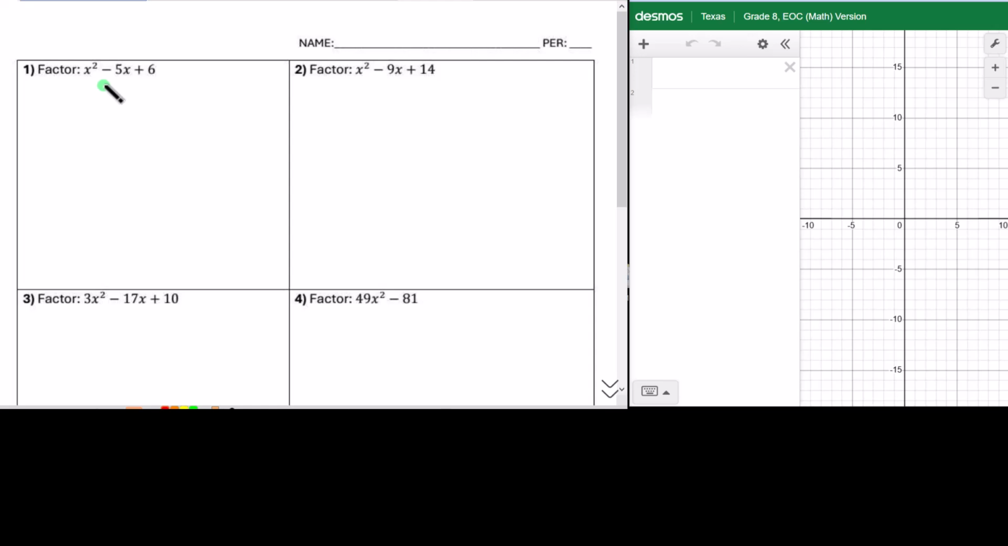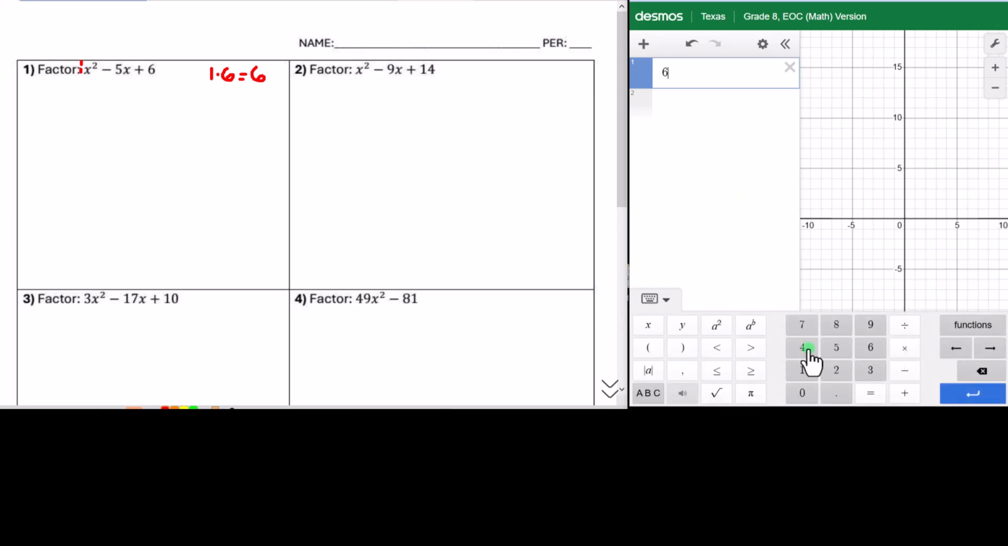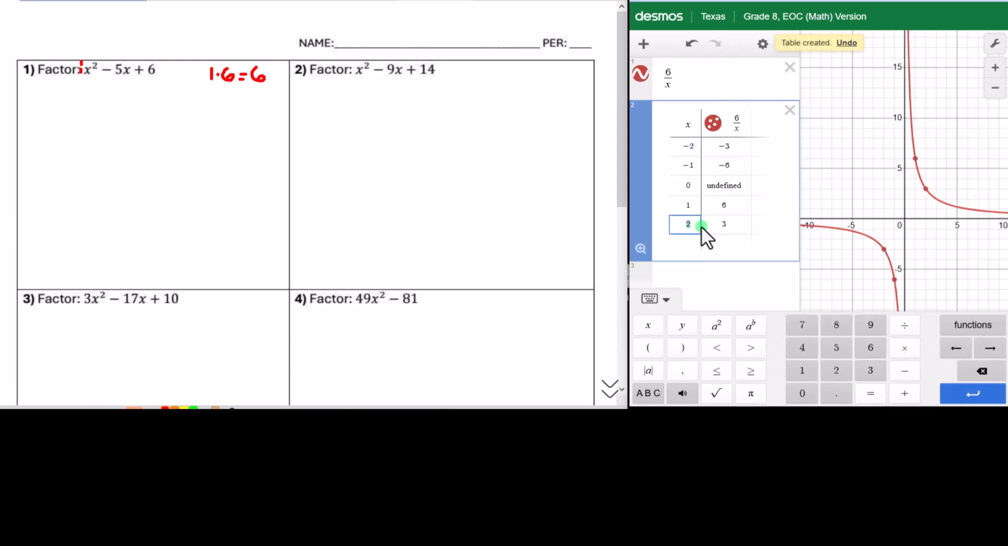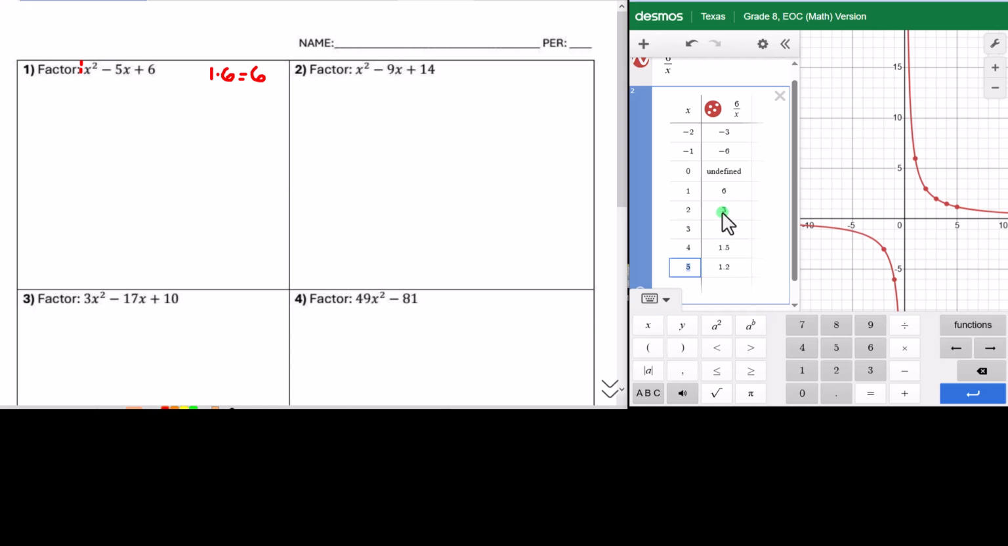So in this problem, it's asking you to factor x squared minus 5x plus 6. Remember, there's an invisible 1 in front of the x, so I'm going to put a 1 right there. Basically, on the side you multiply 1 times 6, which is 6. Then you go to decimals and write 6 divided by x, click on the wheel, click on the table, and expand that table by clicking on the number 2 so you can see the list.